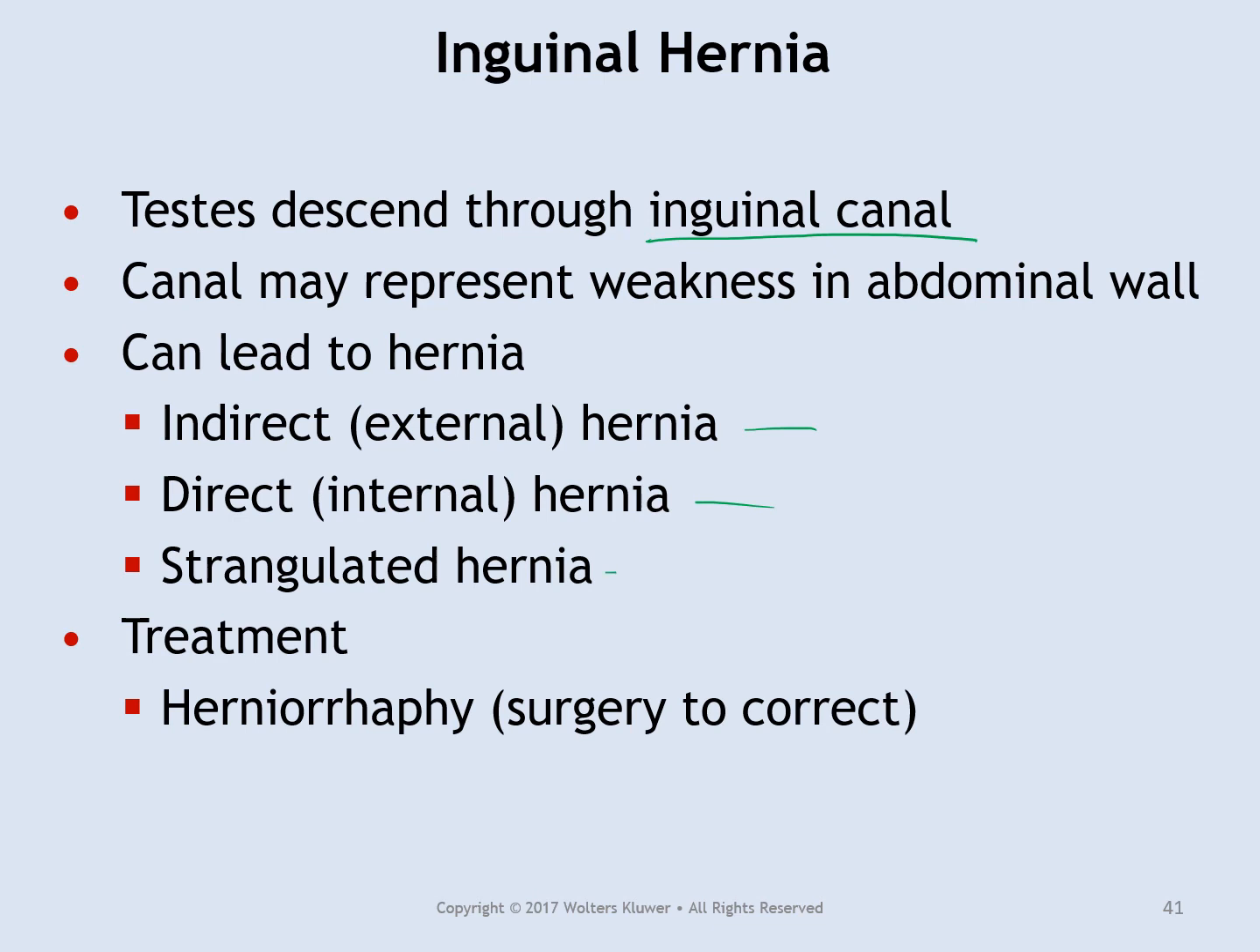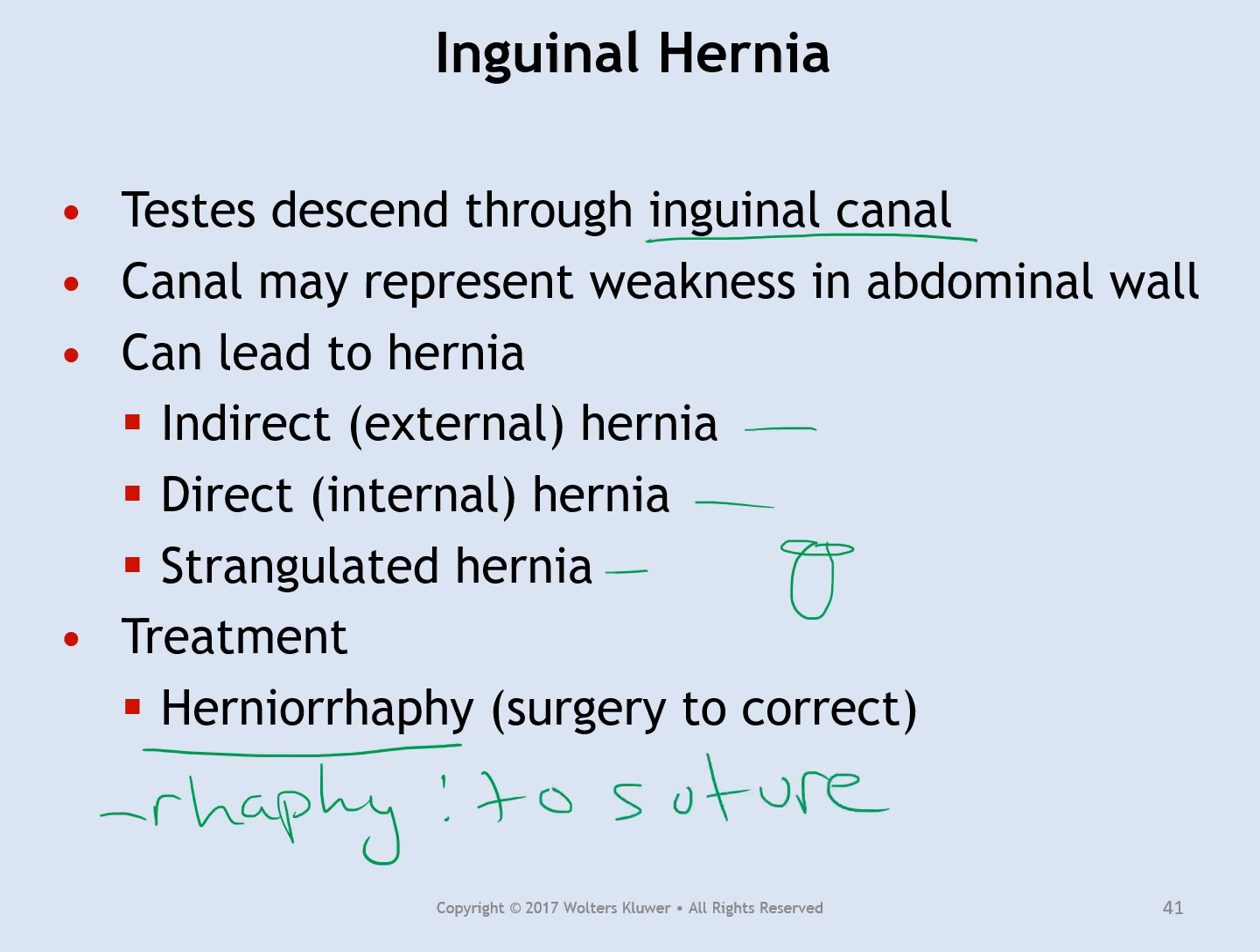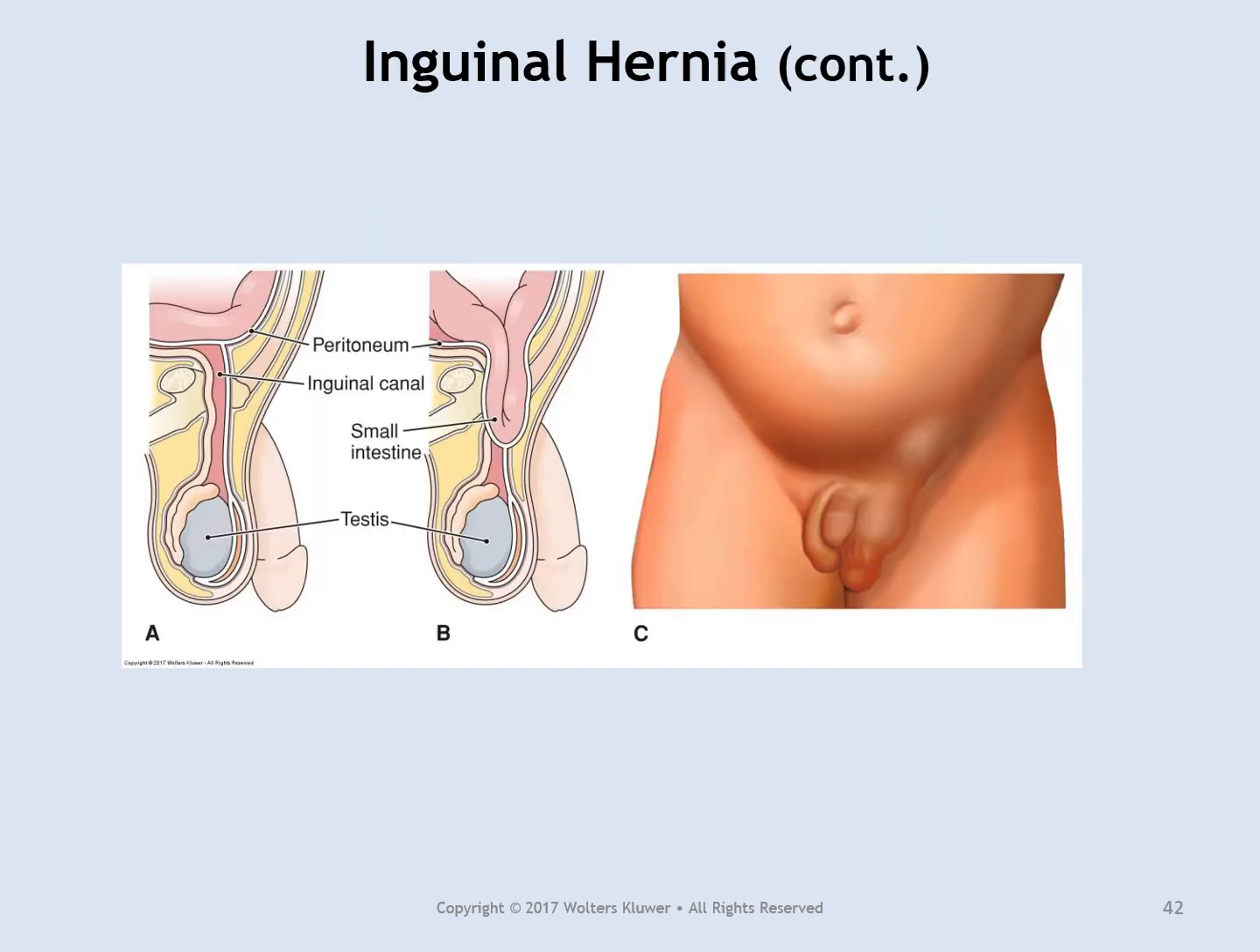A strangulated hernia occurs when you get a whole loop of intestine that's caught in that inguinal canal. This will need to be surgically repaired. You'll go in and do a herniorrhaphy. Our suffix raphy here means to suture. So you're going in, pulling the loop of intestine out of the hernia, and then suturing the inguinal canal a little smaller so that it's harder for intestine to get caught in it.